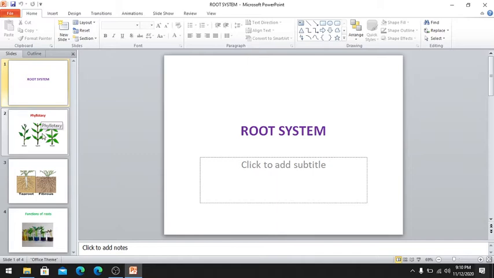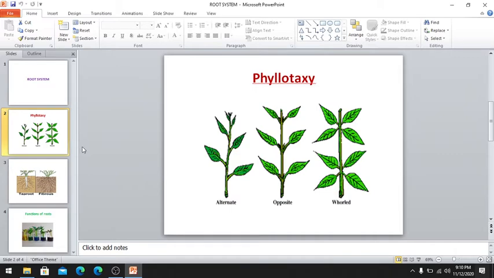Before that, as a continuation of yesterday's class, where you learned about leaves, the structure of a leaf and the functions of a leaf, today we'll see the meaning of phyllotaxy. Phyllotaxy means the arrangement of leaves on a stem. There are three different types of phyllotaxies.